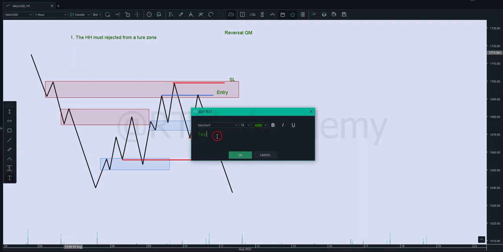The second one is that, let me write it, the lower low must engulf the FL, which was the low price returned from.